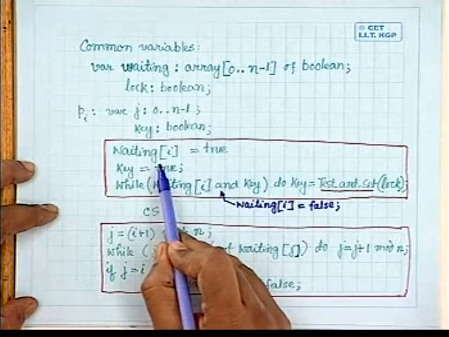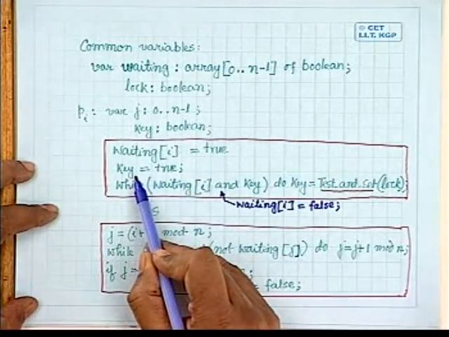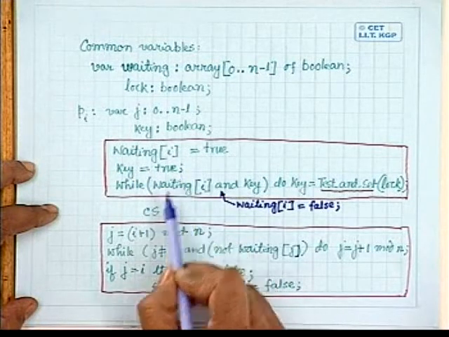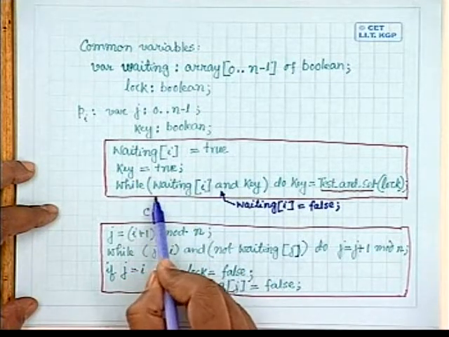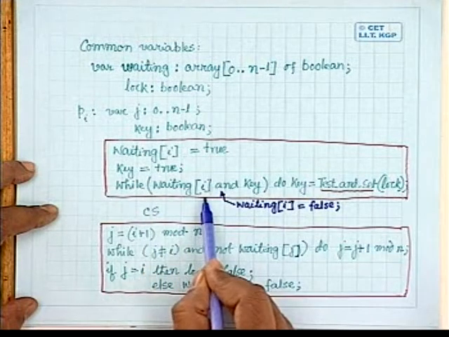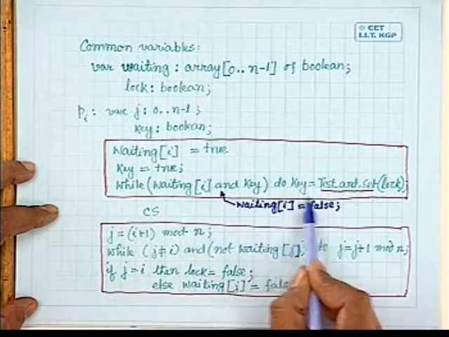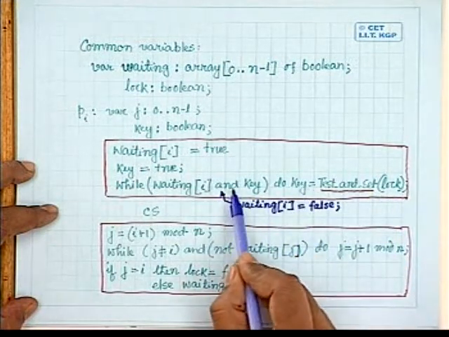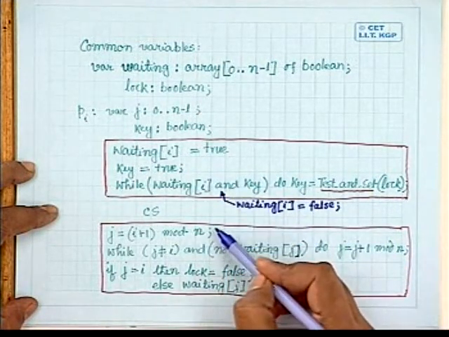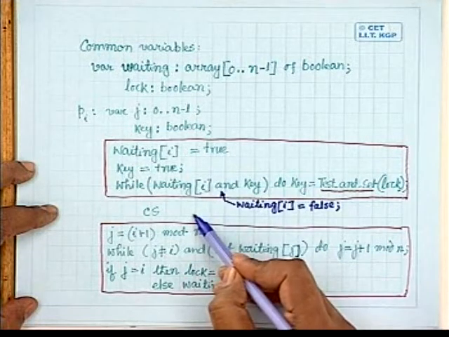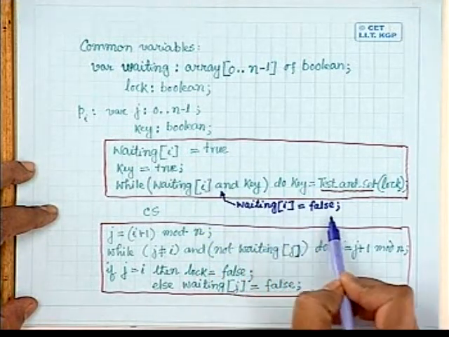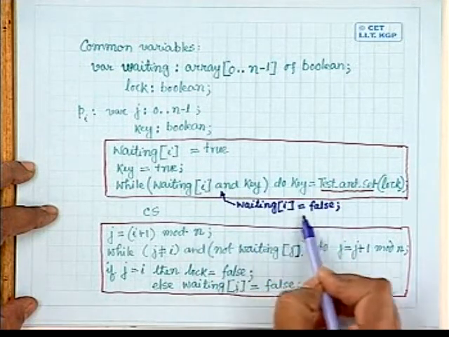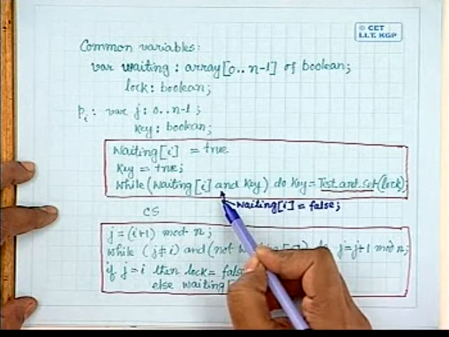The ith process will set waiting[i] equal to true. Then its own local variable, that is key, is also set to true. Then the ith process waits in the while loop, while waiting[i] and key do key equal to test and set lock. When this while loop is broken, that is, the ith process is going to enter the critical section. Before entering the critical section, it will set waiting[i] equal to false, then it will enter the critical section. So this new statement waiting[i] equal to false will come in the entry section.